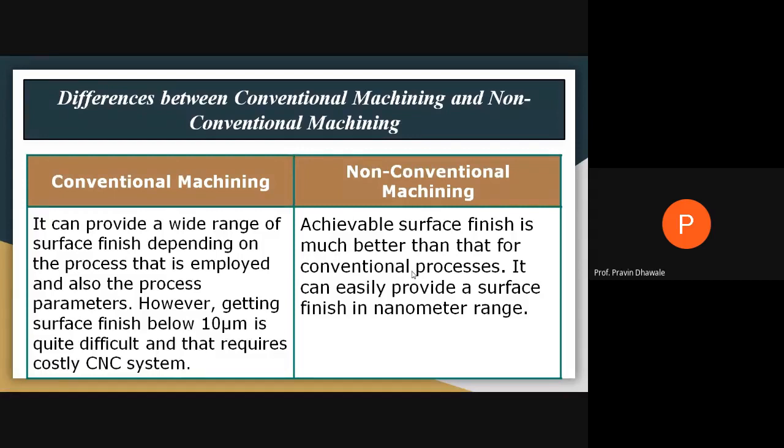That is the main difference. In case of conventional machining, a wide range of surface finish can be obtained, but to obtain a better surface finish, you at least require costly CNC machines. But in case of non-conventional machining, you can definitely provide a surface finish better than the conventional machining process, and the quality of that surface finish can be achieved in a range of nanometers. Here, read this point and write the difference.